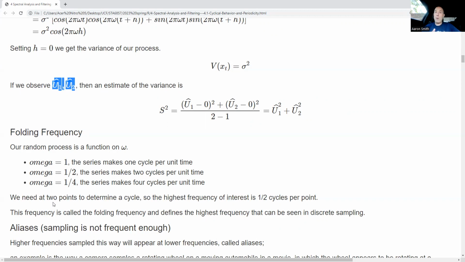Going forward, when we decide what trigonometry functions and what omegas we're going to consider in fitting that regression process I talked about earlier, we're going to need at least 2 points to determine a cycle. So the highest frequency of interest that we can get is 1/2 of the cycles per point. That's going to come up later when we are computing our periodograms. This frequency is called the folding frequency and defines the highest frequency that we can detect in our discrete sampling. If I have fewer points than what's actually going on in the system, I will not be able to detect it and determine what's truly going on.